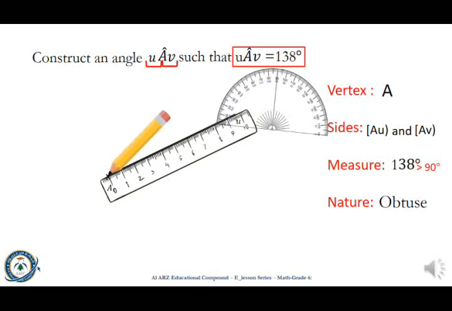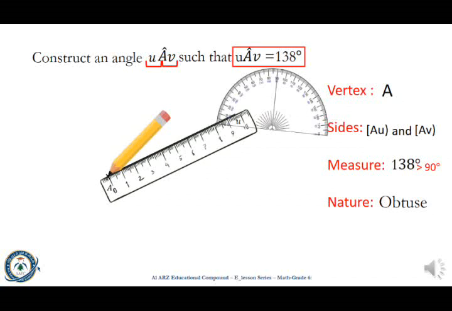Another example: construct an angle UAV such that UAV equals 138 degrees. Before we draw this angle, we need to mark the vertex, the sides, the measure, and the nature of this angle. Of course, the vertex of this angle is the point A. The sides are half lines AU and AV. What's the measure of this angle? Yes, it is 138 degrees. Is it less than or greater than 90? Yes, greater than 90. So the nature is obtuse. It is an obtuse angle because it is more than the right angle.